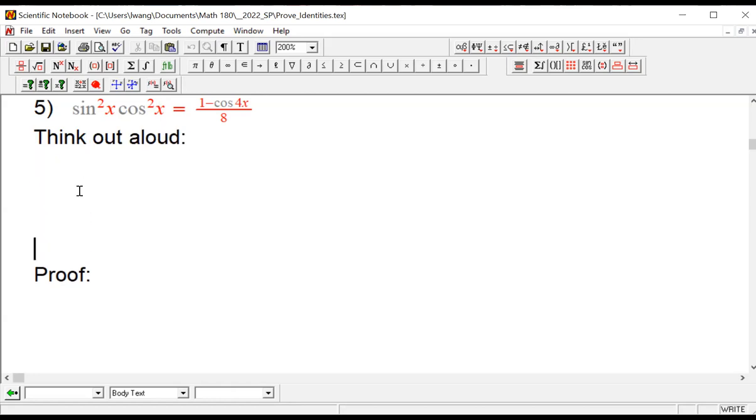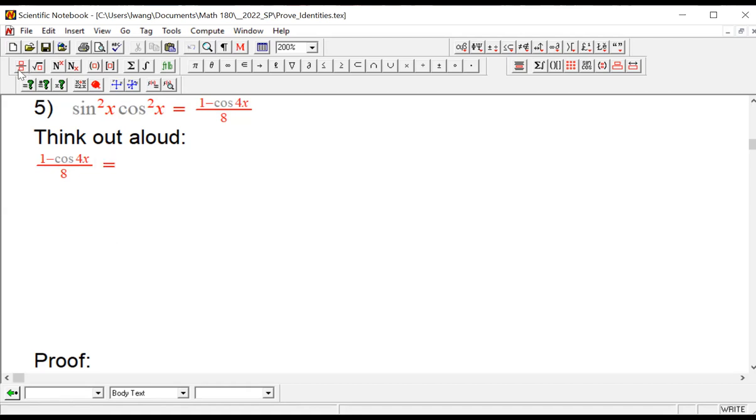I have something on my scratch paper because I'm thinking, how am I going to prove this? Should I start from the left or from the right? Before you prove it, you have a piece of paper. This is my scratch paper. So I'm going to try to see how I'm going to do it. And one thing is that I can start from the right.